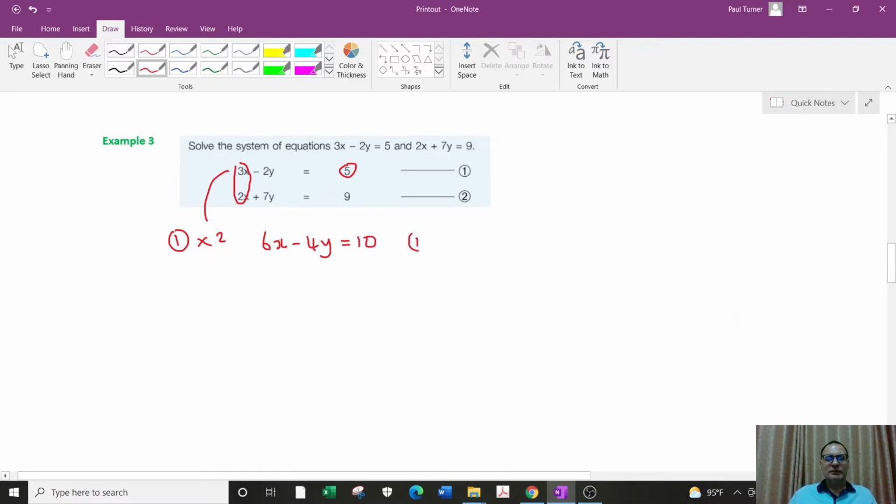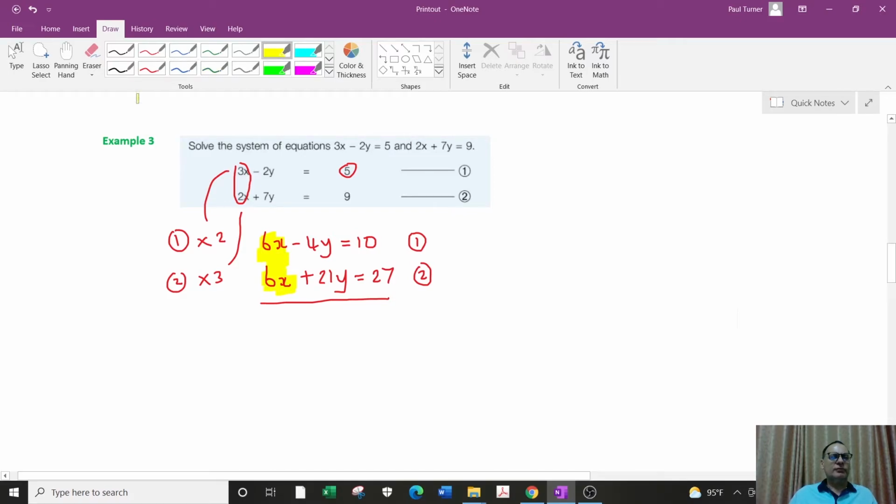So that's equation 1, which is exactly the same. If you were to graph this equation and this one, they're the same graph. Nothing's actually changed. So then I'm going to multiply equation 2 by 3. So I'm going to get 3 times 2x, which is 6x, 3 times 7y, 21y, and 3 times 9 is 27. That's equation 2.